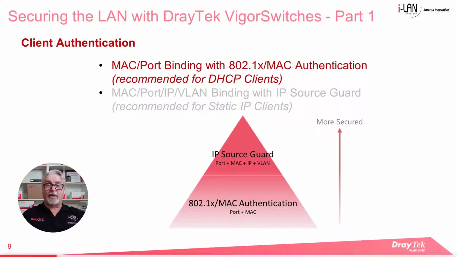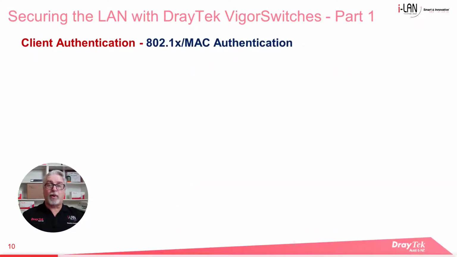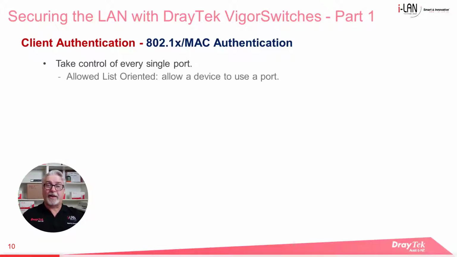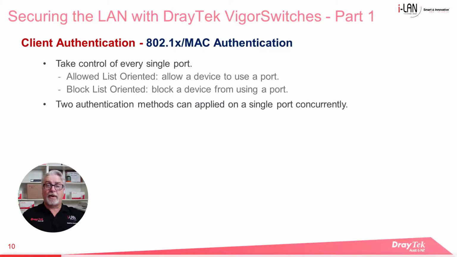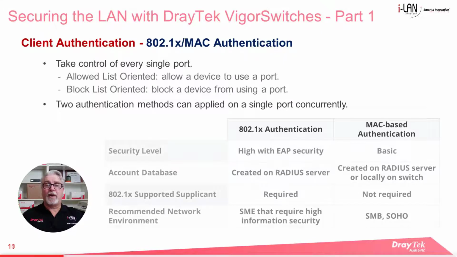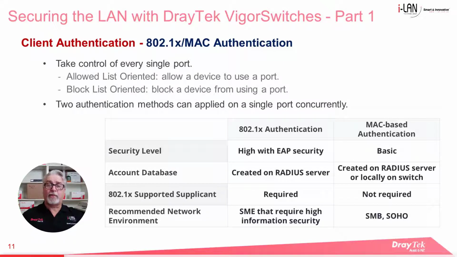So looking at 802.1x MAC authentication first. With 802.1x MAC authentication, we can control access to every port on the Vigor switch. We can use the allowed list to allow device access or use the block list to deny access to a switch port. There are two authentication methods that can be concurrently used on a single port, which are 802.1x or MAC-based authentication. The table here provides a comparison between these two methods.